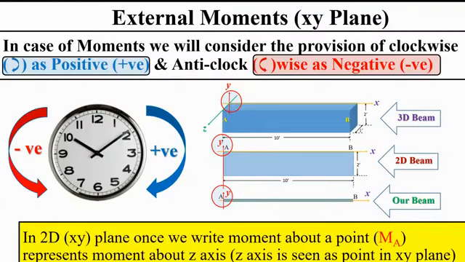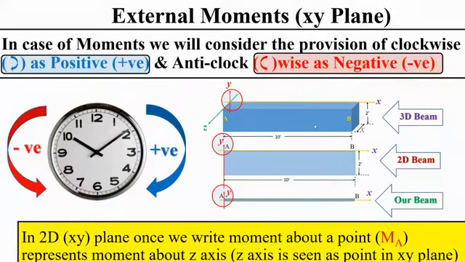Now about the external moments. In case of moment, we'll consider the provision of clockwise as positive and anti-clockwise as negative. You see the clock is moving from this direction. So this is positive, and this is anti-clockwise, or counterclockwise, which is negative.